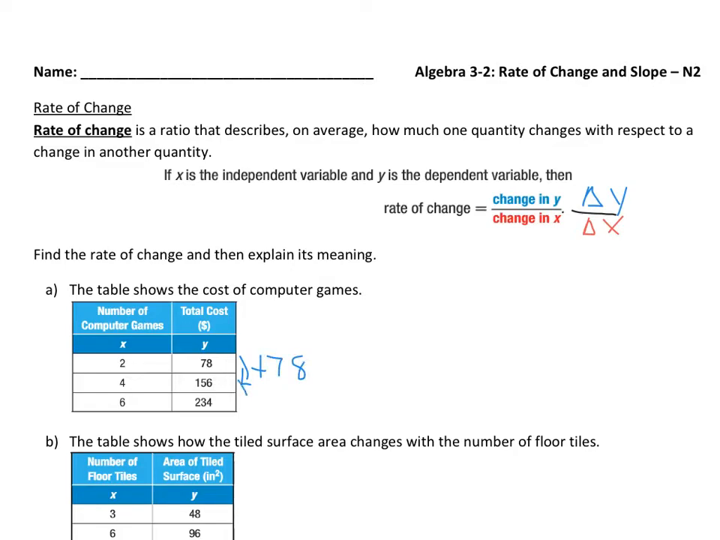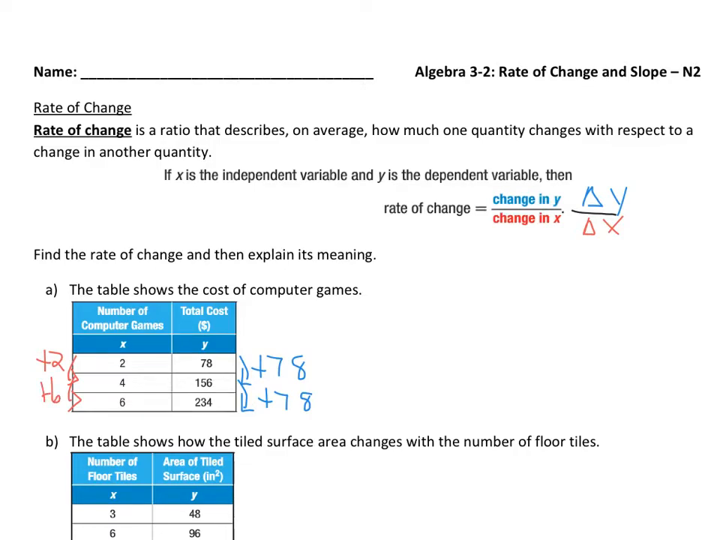To get from 156 to 234, we are also adding 78. If you weren't sure how to get there, you could subtract the two values to see what it changes by. Now let's do our change in x. Our change in x from 2 to 4 is plus 2. And from 4 to 6 is also plus 2.